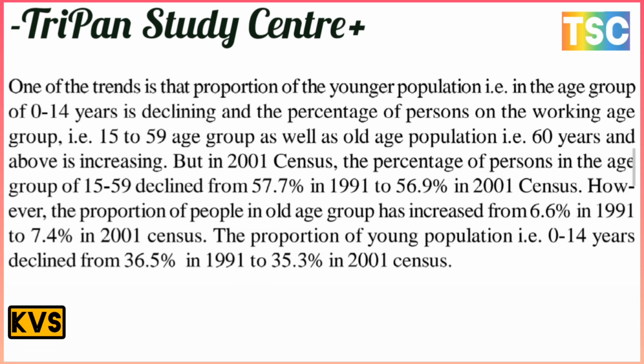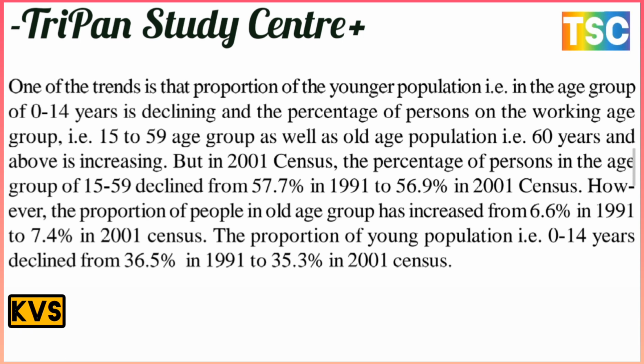One of them is that the proportion of the younger population in the age group of 0 to 14 years is declining, and the percentage of persons in the working age group of 15 to 59 as well as all age populations. The 60 years and above group is increasing, but in the 2001 census the percentage of persons in the age group of 15 to 59 declined from 57.7 in 1991 to 56.9 in 2001.